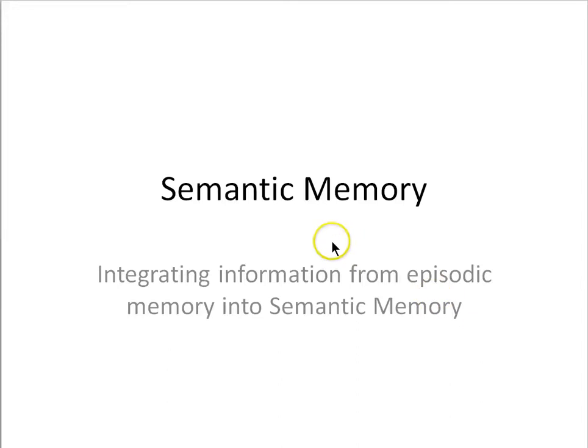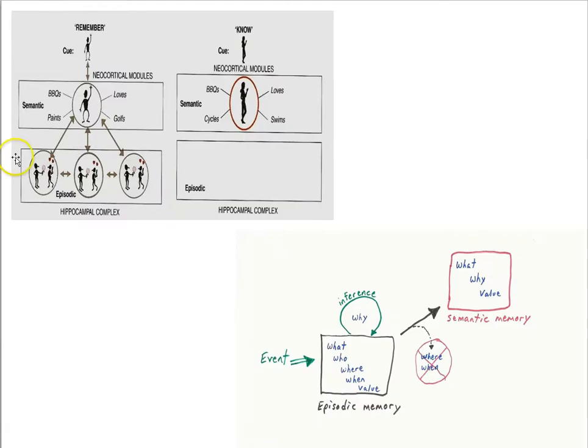In this lesson, we'll look at how episodic memories can contribute to the formation of semantic memories. In a previous lesson, we saw a diagram like this. On the left, we might know information about a person, and that would be in our semantic memory, but we might also be able to retrieve specific memories of interacting with that person. In other words, we would have episodic memories.